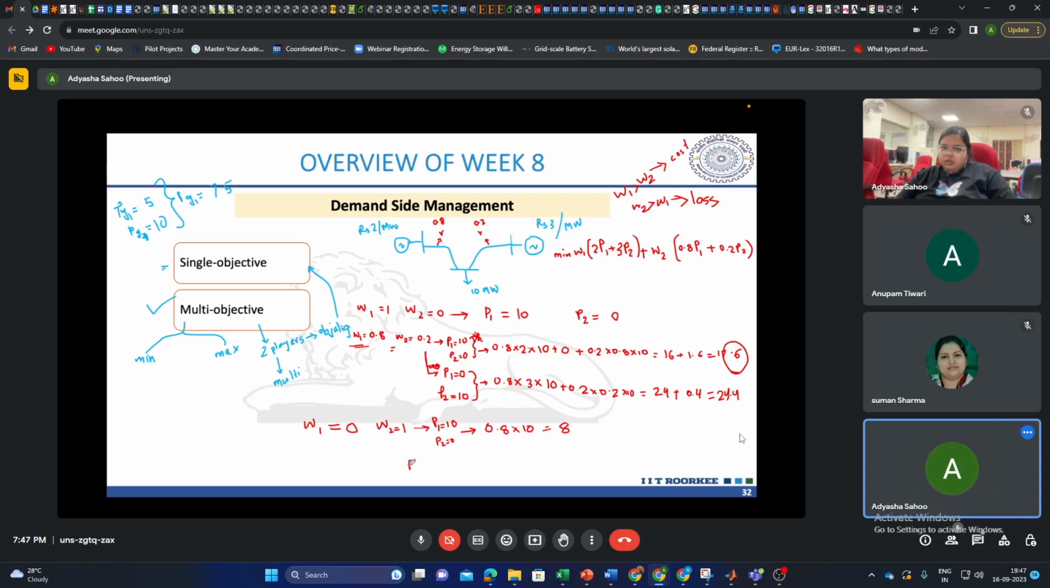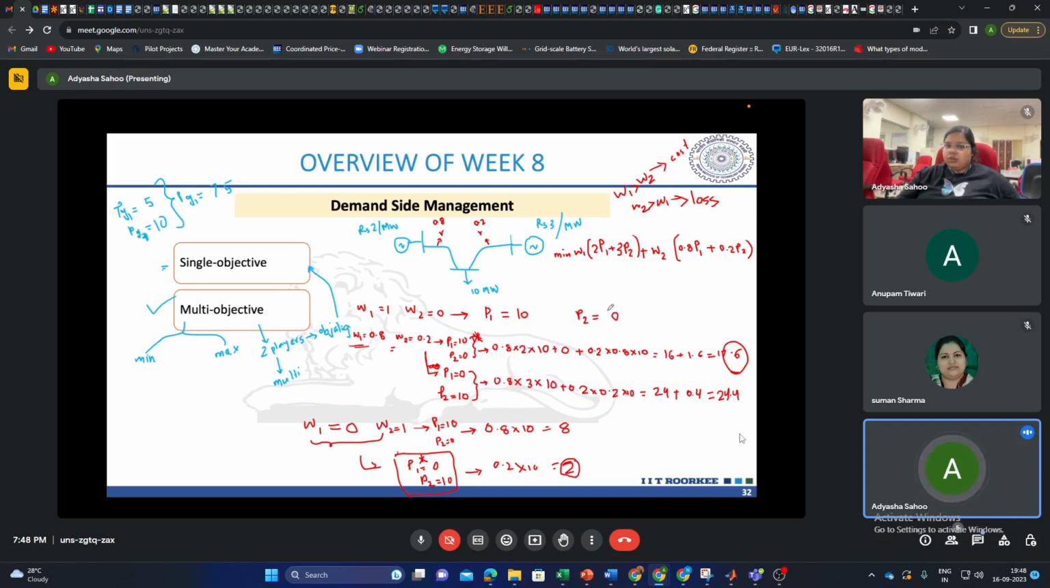And if P1 is 0 and P2 is 10, so it will be 0.2 into 10, so it will be 2. So this is the minimum and this is my solution in case of this W. So you can see the solution is different. Here P1 was 10, P2 is 0 when we have the W1 as 0.8 and W2 as 0.2. But when we change this to 0 and 1, we get that P2 is 10 and P1 is 0.